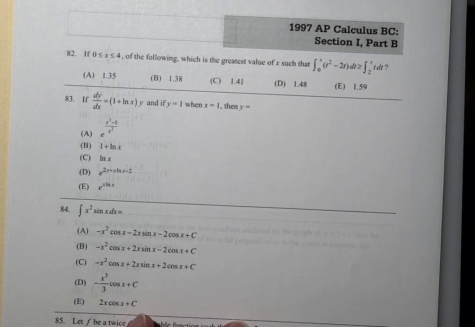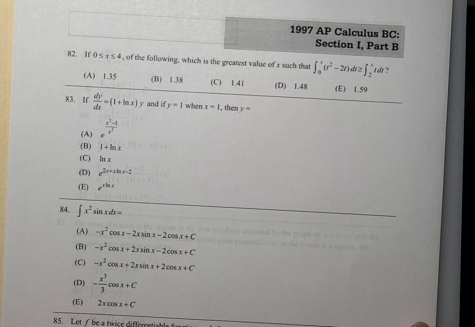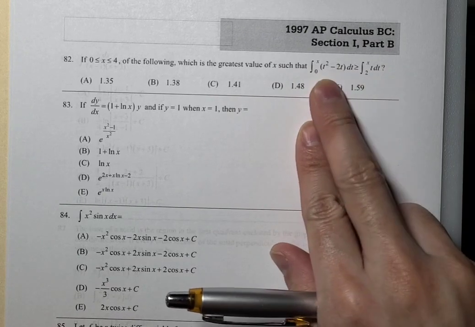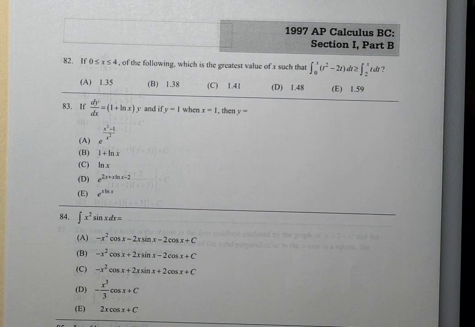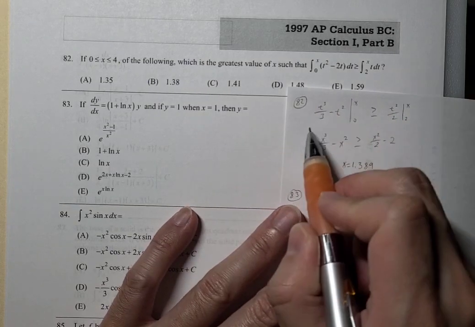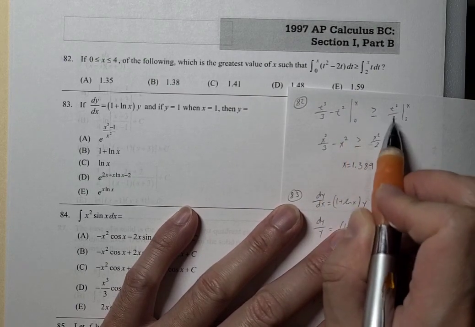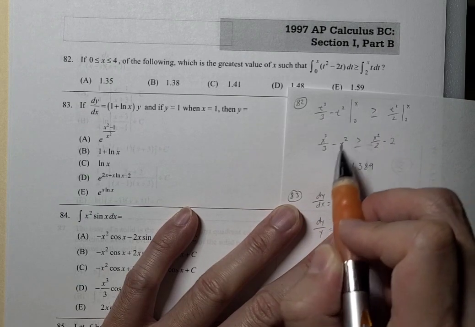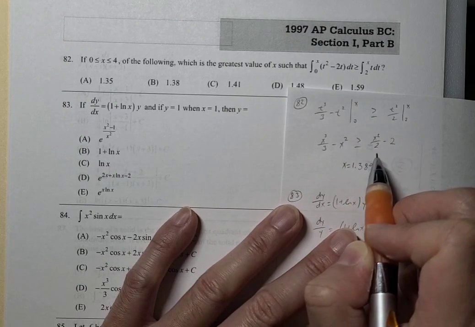X is between 0 and 4, which is the greatest value of x such that this integral is greater than this integral. Okay, so I would just start evaluating this via the fundamental theorem of calculus, okay? So let's find the antiderivative of both sides. They're both power rule, so this side will be t cubed over 3 minus t squared, evaluated from 0 to x. This side would be t squared over 2, evaluated from 2 to x. We plug the upper and lower limits in. This would become x cubed over 3 minus x squared. This guy would become x squared over 2 minus 2.